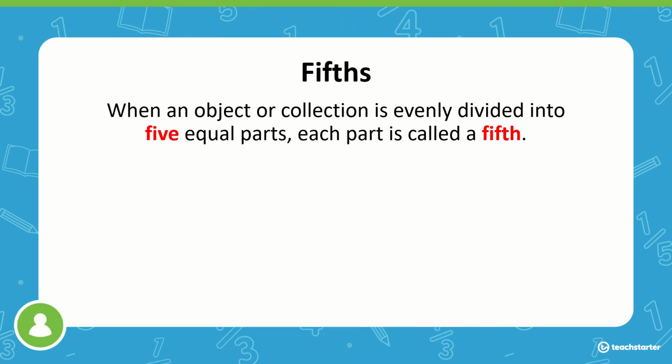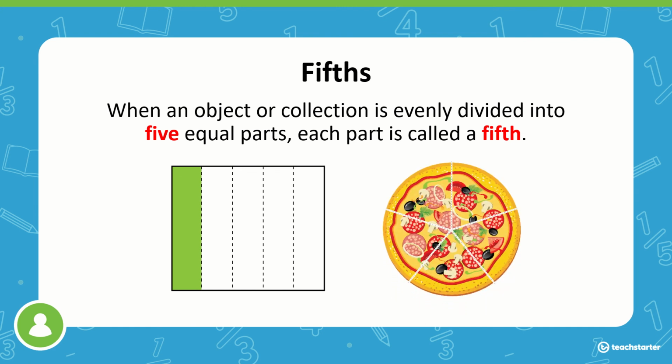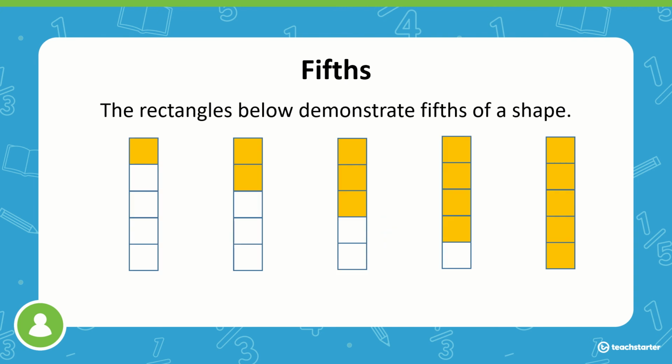All right, let's have a look at fifths. When an object or a collection is divided into 5 equal parts, then each part is called a fifth. Like this rectangle has been split into 5 parts and 1 part has been colored in, and that is 1/5. Just like this pizza has been cut up into 5 parts, just like this.